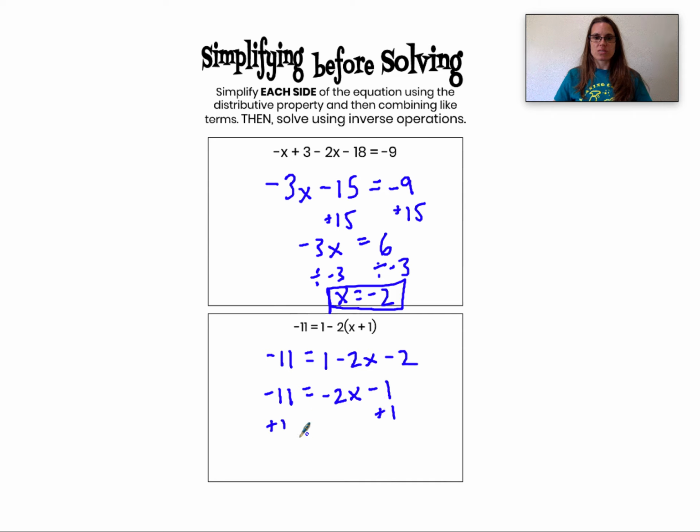So plus 1 leaves me with negative 10 equals negative 2x. Now I divide both sides by negative 2. Second inverse operation. Negative 10 divided by negative 2 is 5. Negative 2x divided by negative 2 just leaves me with x. And this is my solution to the equation. 5 is my solution to the equation.